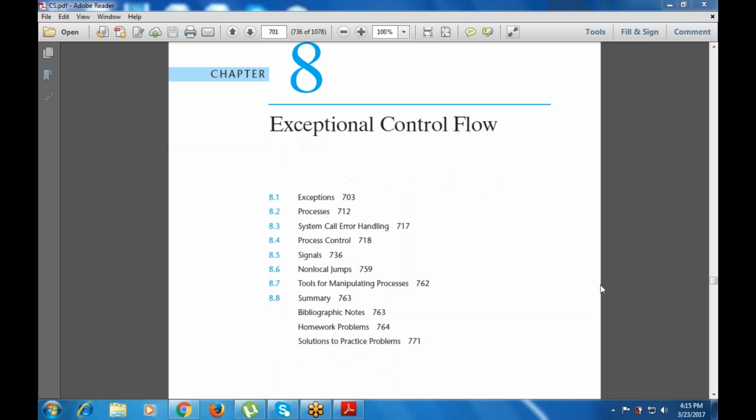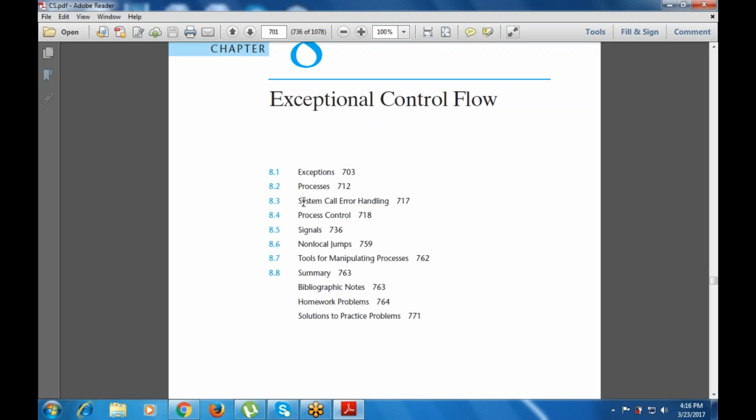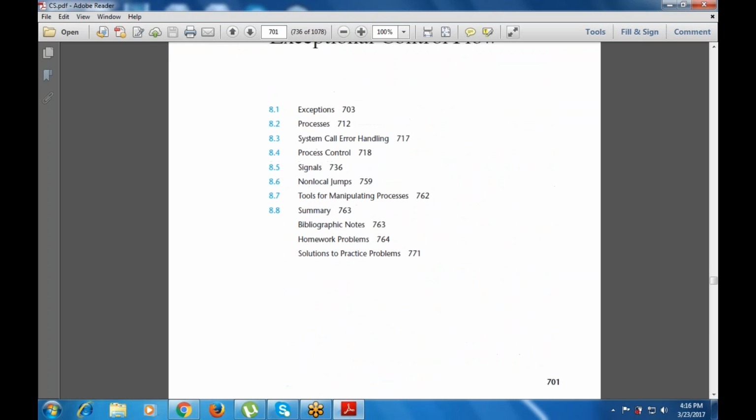So the first part is exceptions, then there are processes, then system call error handling, then process control, then signals, then non-local jumps, then tools for manipulating processes, then summary, bibliographic notes, homework problems, then solutions to the practice problems, whatever the scenario that we are using, so that is used with the practice problems. So exceptions, processes, system call, process control, signal, non-local jump, tools for manipulating processes.